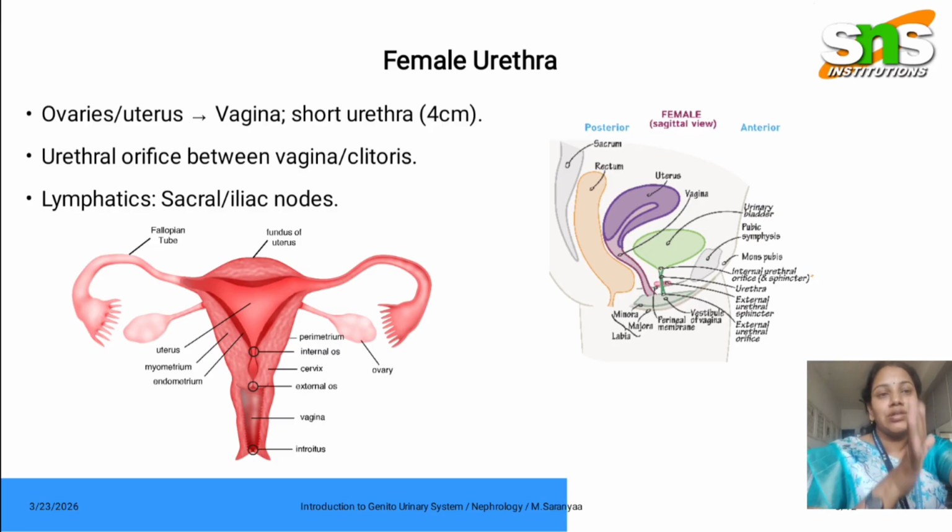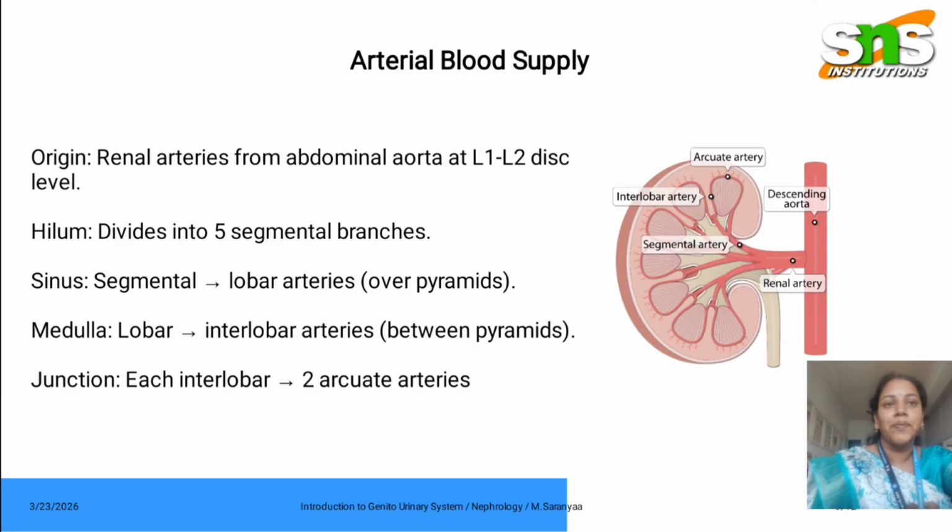You can see a cross-sectional image where you can see the sacral bone, rectum, uterus, and the urinary bladder here. For the male, you won't be able to see this structure, and only the genital part along with the urinary part will be present. In the lymphatics, you can see the sacral and iliac nodes present here.